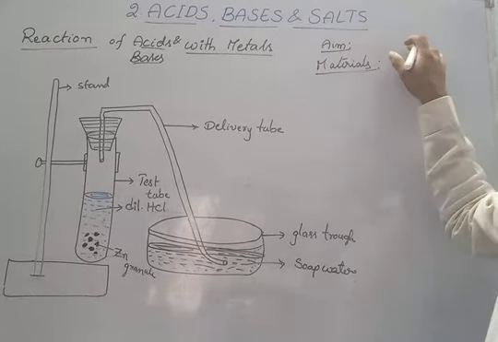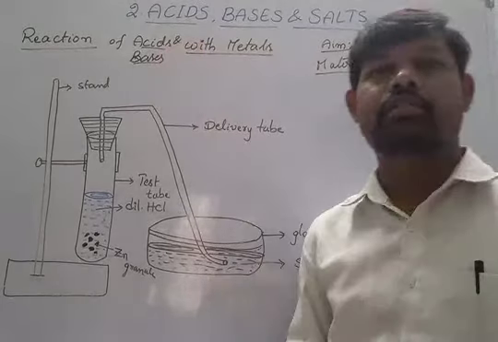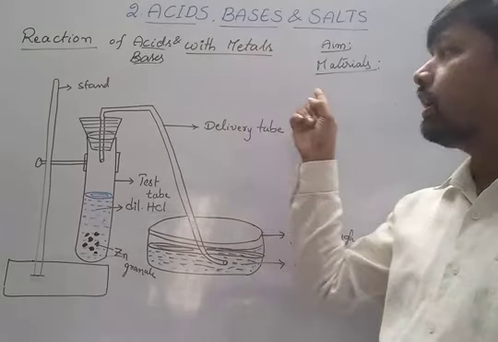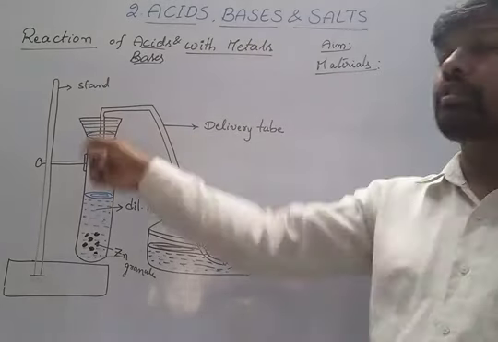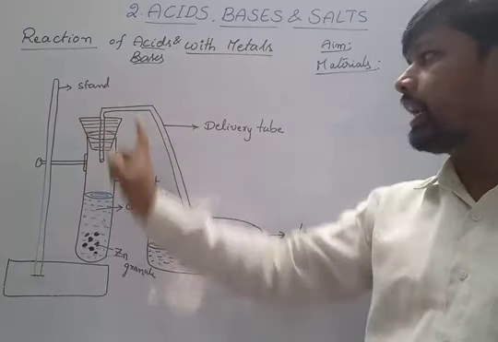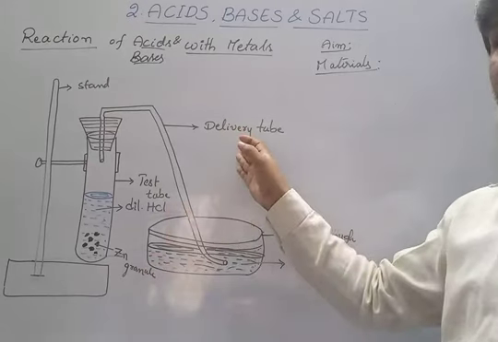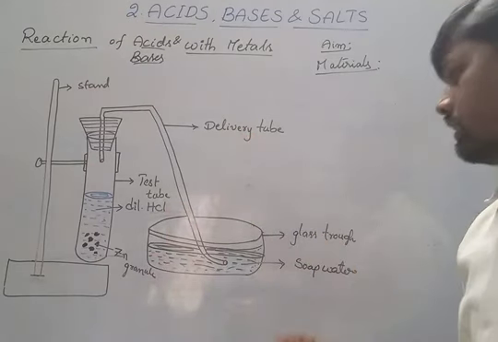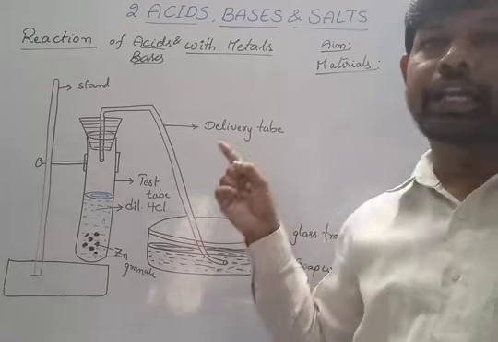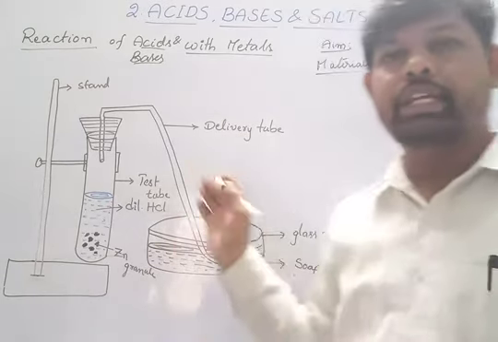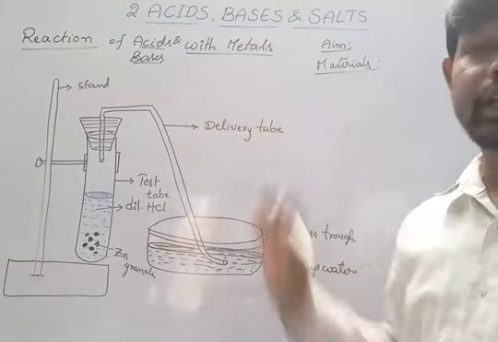What is our aim? Reaction of acids and bases with metals. And what is the material required? Stand, test tube, dilute HCl, zinc granules, delivery tube, glass trough, soap water, candle also. Okay. So now the procedure: set up the apparatus as shown in the figure like this.